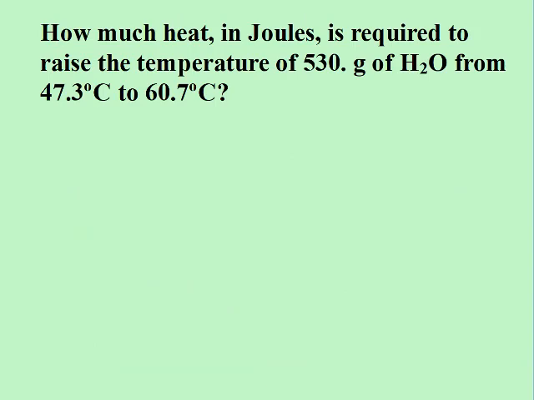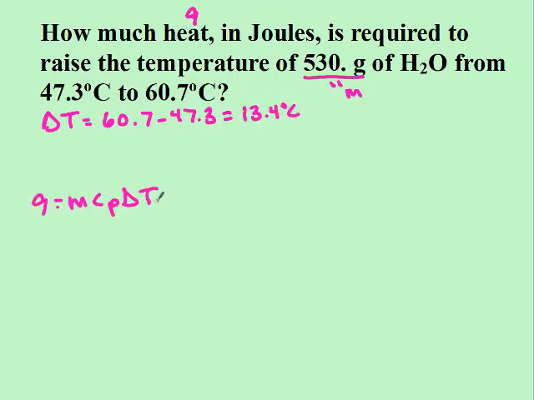So in this problem, it says how much heat, so if I'm looking for heat, that's going to be Q, is required to raise the temperature of this many grams, so that must be mass, of water from this to this. So my delta T is final minus initial. So first I'm going to calculate that. So I get 13.4 degrees Celsius. I'm looking for heat, so I don't need to rearrange because it's already set to heat equals.